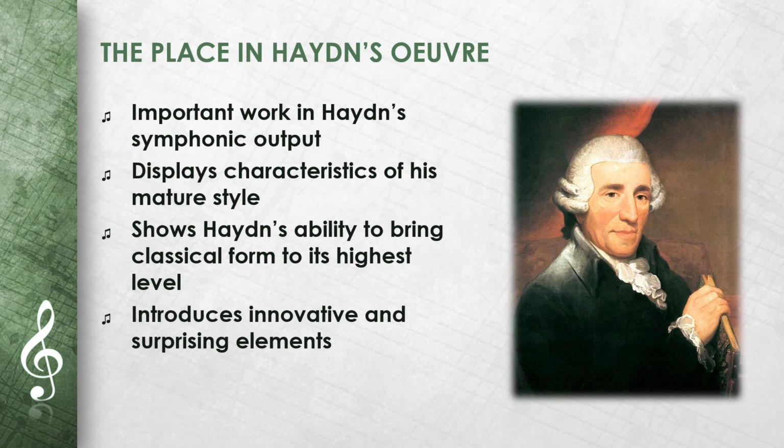Symphony No. 90 is an important work in Haydn's symphonic output. It displays all the characteristics of his mature style: perfect formal balance, thematic unity, masterful orchestration, and emotional depth. The symphony exemplifies Haydn's ability to bring classical form to its highest level of accomplishment while introducing innovative and surprising elements.